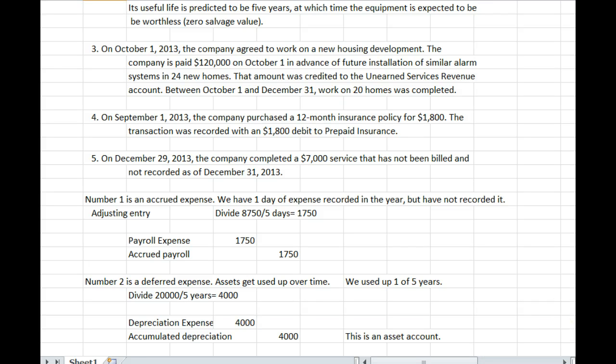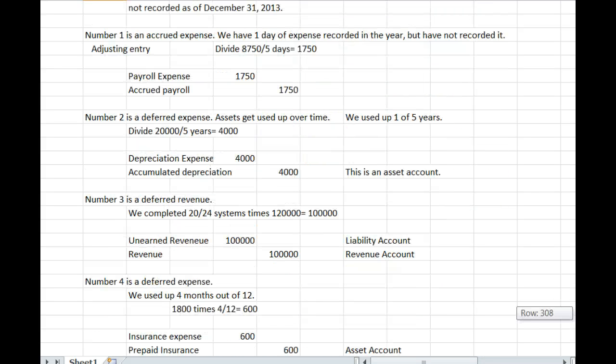Okay, so what do we do? This is a deferred revenue account. We've already got the money, got the cash, got the check, and we've completed some of the work. We've completed 20 out of 24 systems. So we multiply that times 120,000, so we've actually earned $100,000.